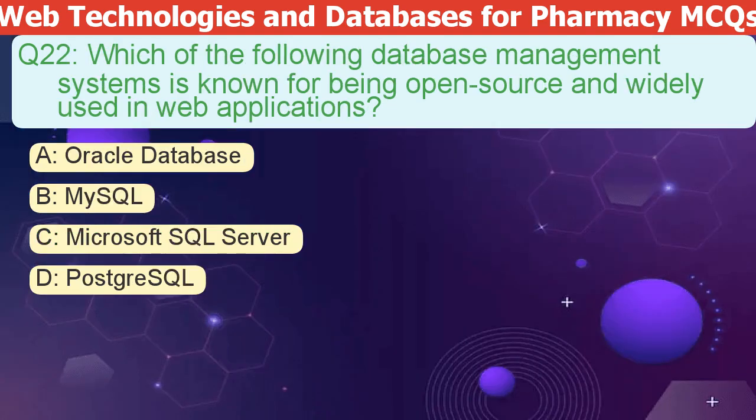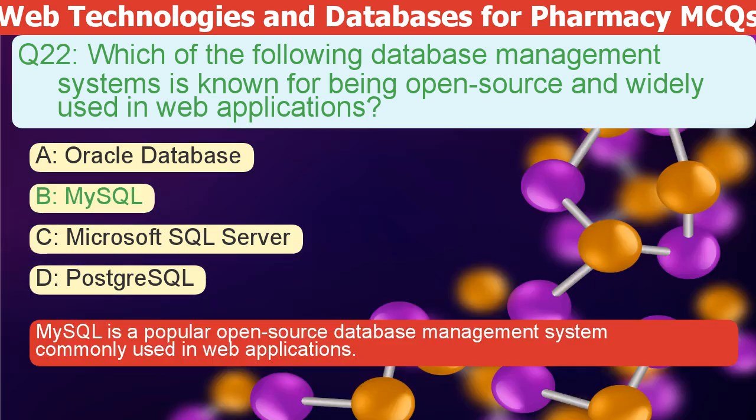Which of the following database management systems is known for being open source and widely used in web applications? A. Oracle Database. B. MySQL. C. Microsoft SQL Server. D. PostgreSQL. The correct answer is B. MySQL is a popular open-source database management system commonly used in web applications.